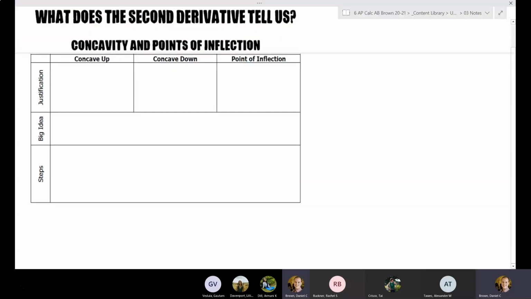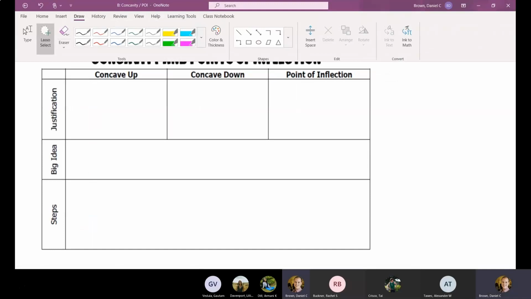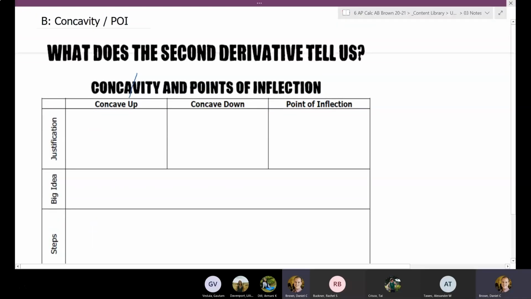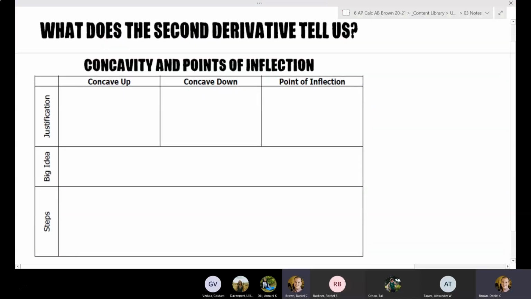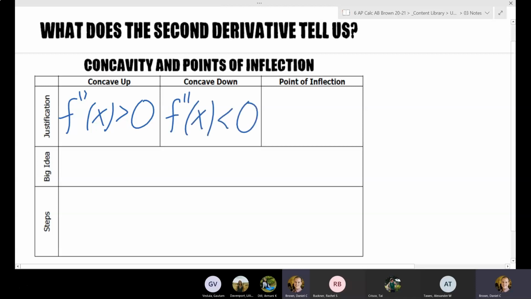Make that a little bit bigger. If our function is concave up, the reasoning we use is, of course, when the second derivative is positive. So your function will be concave up if f double prime is greater than 0. Your function is going to be concave down when f double prime of x is less than 0. And then the point of inflection is going to be where the second derivative changes sign. Whether it's changing from negative to positive or positive to negative doesn't matter, but it's where f double prime changes signs.